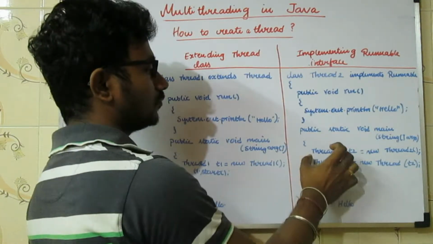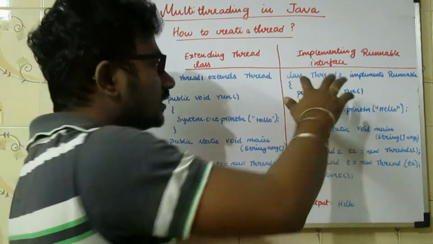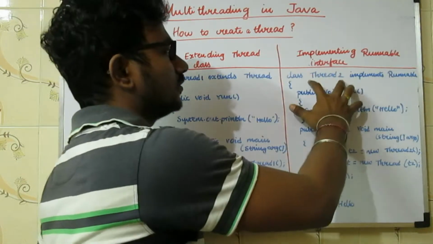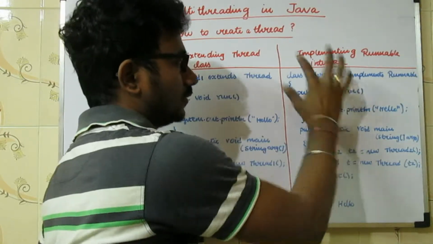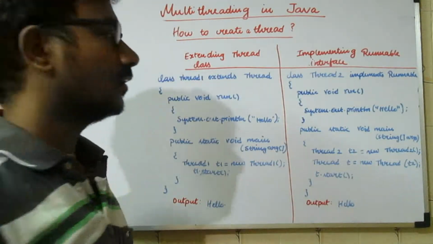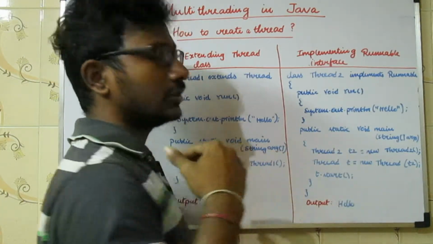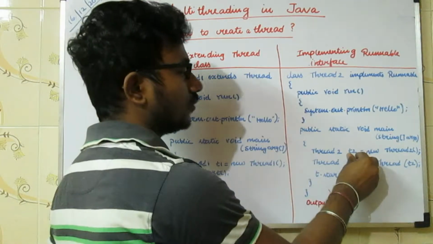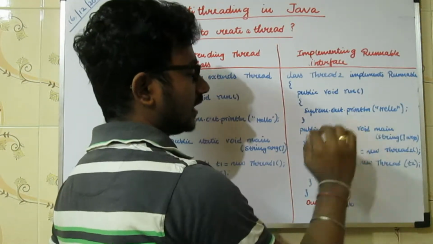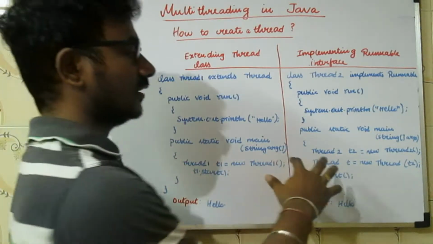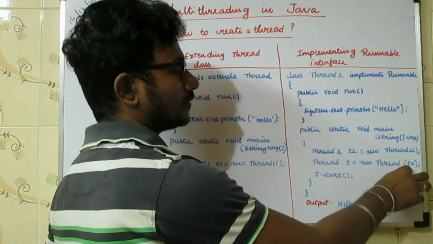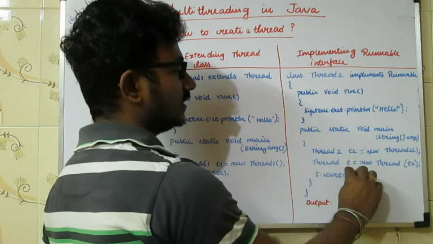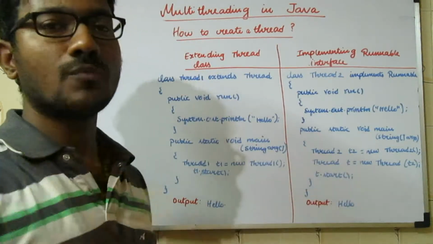Inside the void main, we have created the object for this class, the class that implements Runnable. Then this object is not a thread object. To make it a thread object, we need to pass that object to the Thread class. This is a Thread class object, and inside the constructor params, we need to pass this reference t2. So now this t is the thread object.